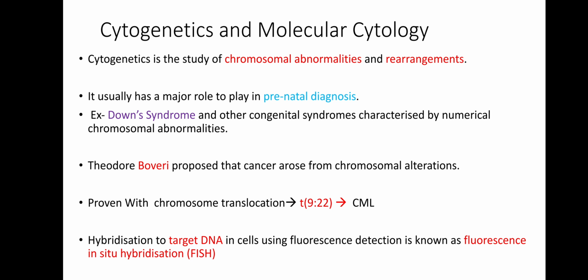It usually has a major role to play in prenatal diagnosis, such as Down syndrome and other congenital syndromes characterized by numerical chromosomal abnormalities. Theodore Boveri proposed that cancer arose from chromosomal alterations, proven with chromosome translocation 9;22 in chronic myeloid leukemia, forming the Philadelphia chromosome. Hybridization to target DNA in cells using fluorescence detection is known as fluorescence in situ hybridization.